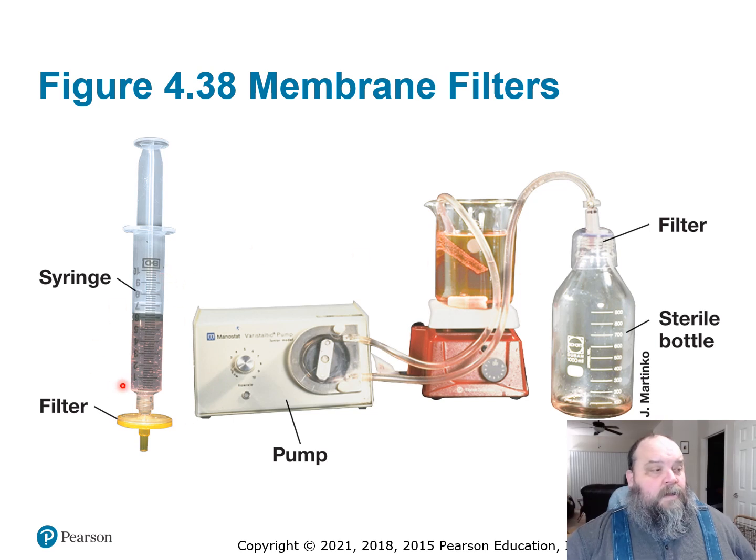If it's a small volume, 10 mLs or less, 20 mLs or less, you can use a syringe, and there are filter adapters that go on the end of the syringe. You draw up what you want to filter into the syringe, screw on the adapter, and push down the plunger. Out comes filtered liquid.